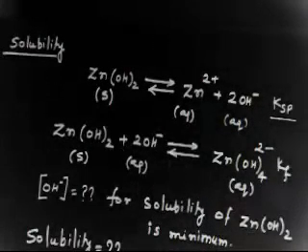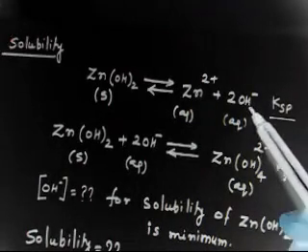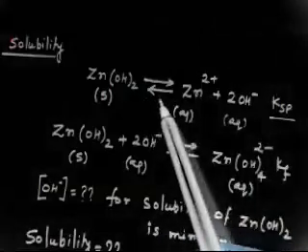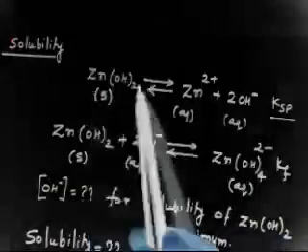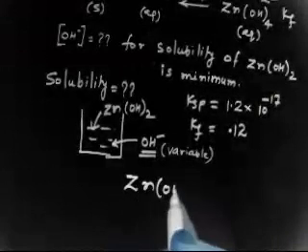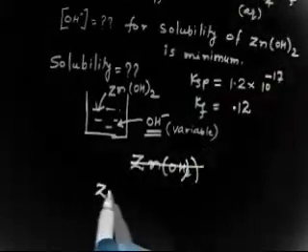So you see, there are two factors. If I control OH minus, if I take OH minus in excess, this reaction will go this side. So the solubility is affected, because this is dissolved by two reactions. So you see what is happening. Let me write here: Zn(OH)2.